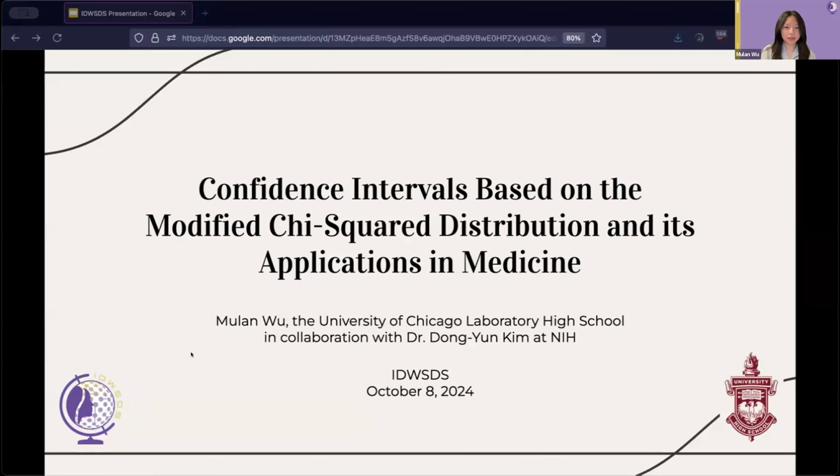Okay, I'll share my screen. Right. So my research was on the confidence intervals based on the modified chi-square distribution and its applications in medicine. I am from the University of Chicago Laboratory High School, and this project was done in collaboration with Dr. Dong-Yun Kim at the National Institutes of Health.